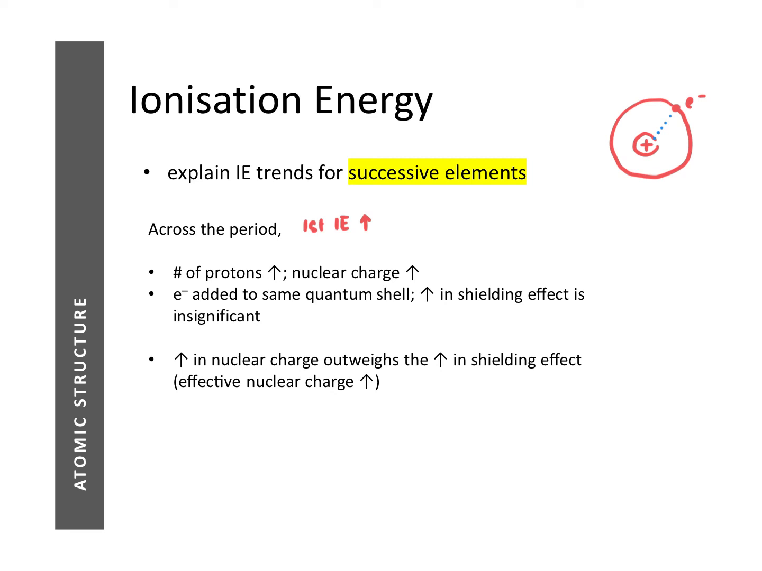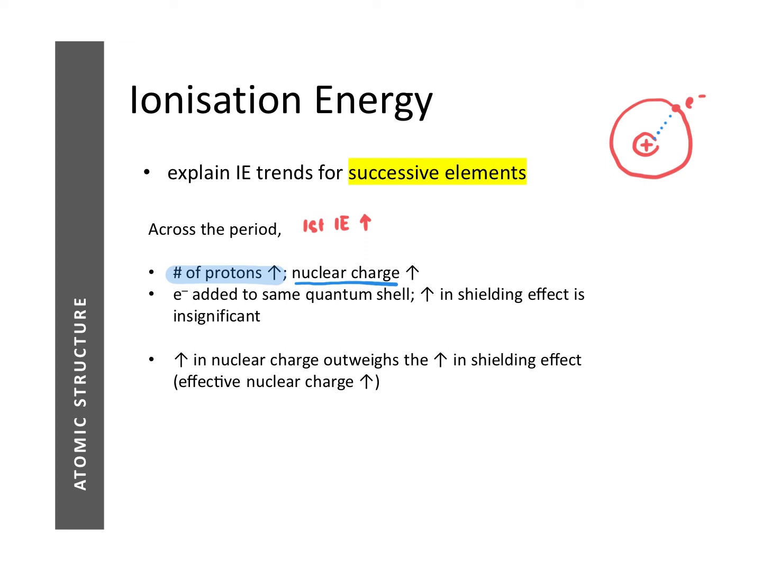What happens when we move across the period is that the number of protons increases. As the number of protons increases, the magnitude of the positive charge will increase. In higher levels we call that the nuclear charge. So as we move across the period, number of protons increases, nuclear charge increases. But that's only half the story that we learn in O-levels, right?